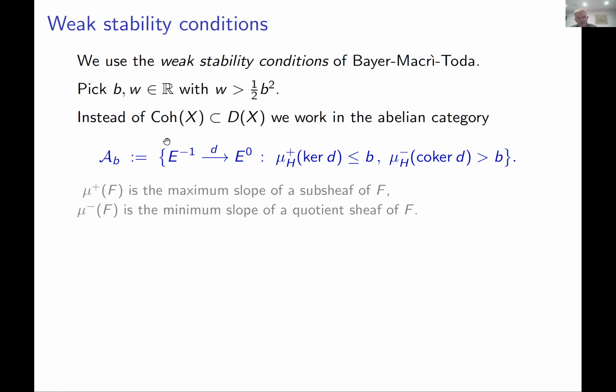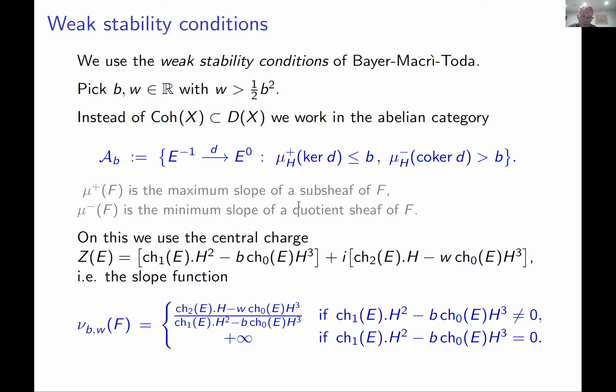So for instance, E-1 could be 0, and then we would just have a sheaf. And they satisfy various conditions on their standard slope, their Mumford slope. But anyway, I wouldn't worry about this. We're working with certain complexes of sheaves, but examples of them will include the actual sheaves that we care about.